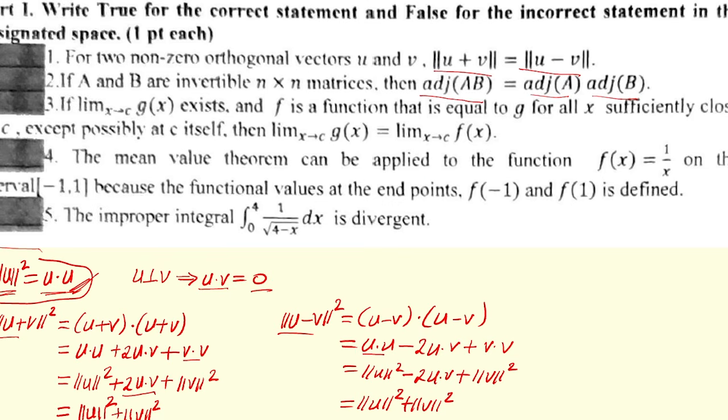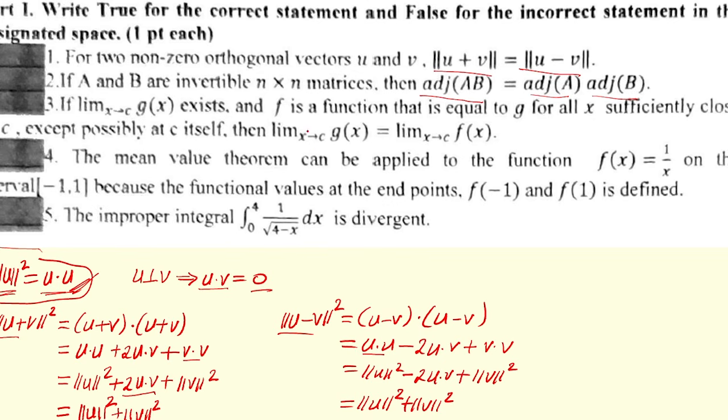Question number 3. If the limit of g of x as x approaches c exists and f is a function that is equal to g for all x sufficiently close to c, except possibly at c itself, then the limit of g of x as x approaches c is equal to the limit of f of x as x approaches c. Now the answer here is true, because always remember, whenever we discuss limits, we are considering values of x near to c.